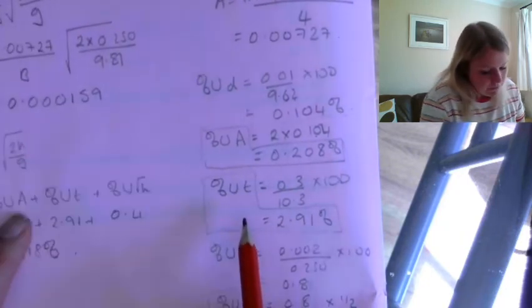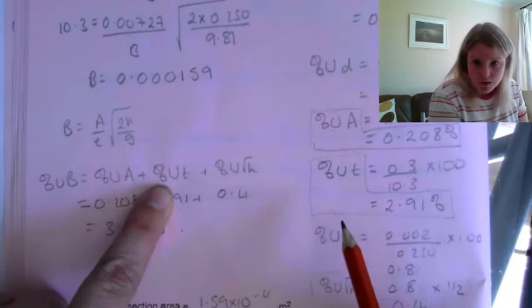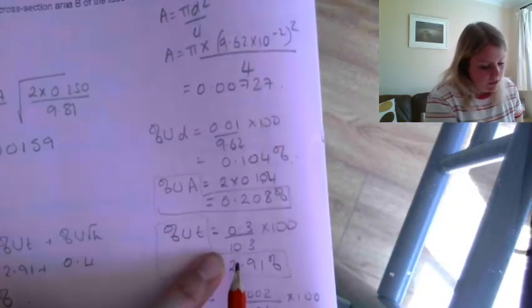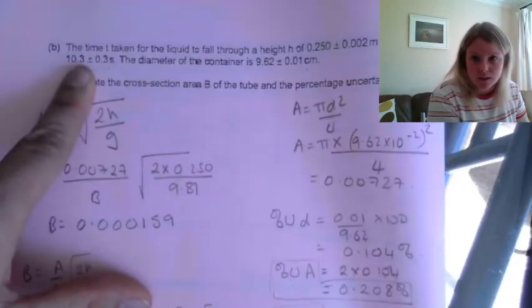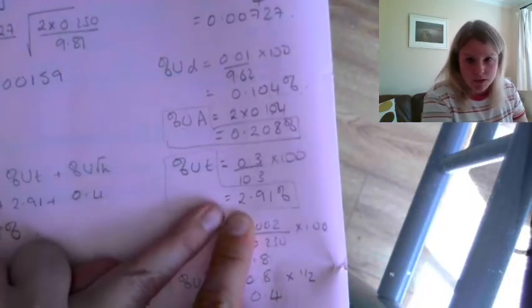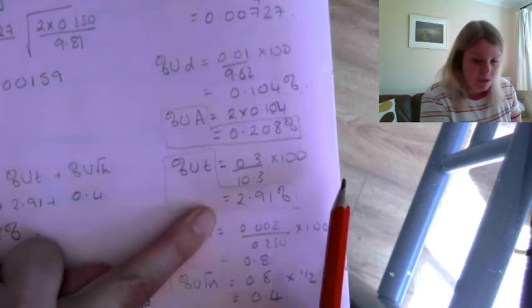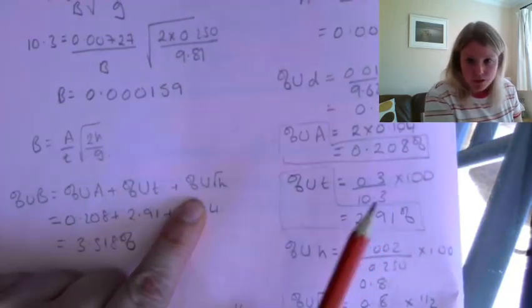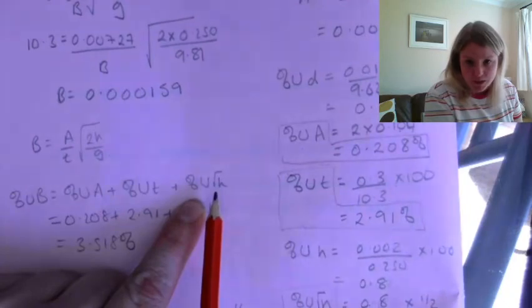Then the next one I need is the percentage uncertainty of T, so I've worked out that. So that's just the absolute uncertainty over the value of T, and that has come from up here, multiplied by 100, so that gives me the percentage uncertainty of T. Again, I've drawn a box around it because it's important, I'm going to need it. And then the percentage uncertainty of root H is what I'm going to need next.